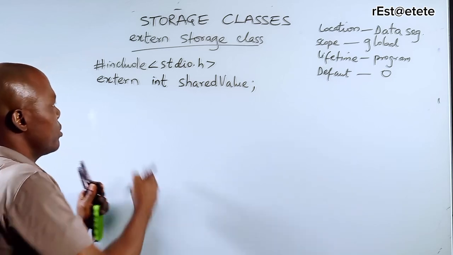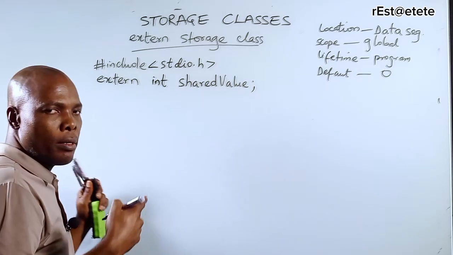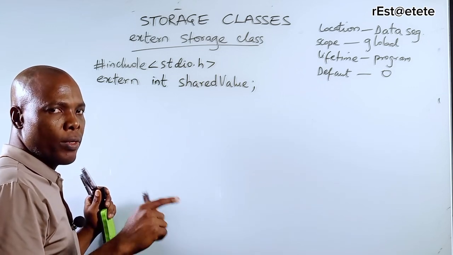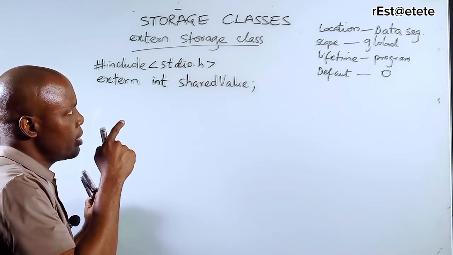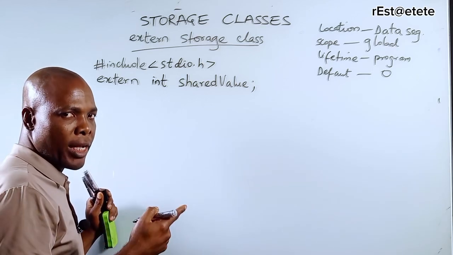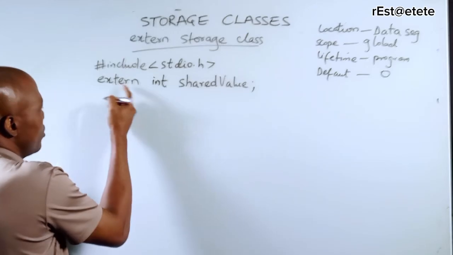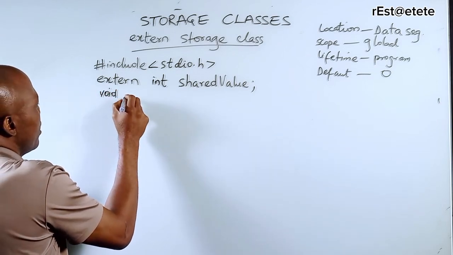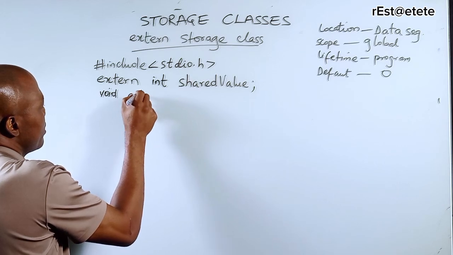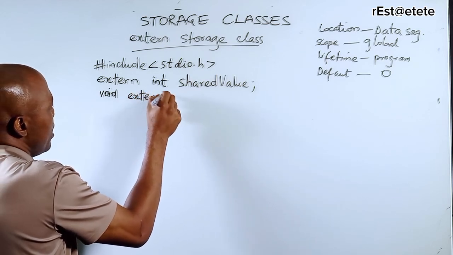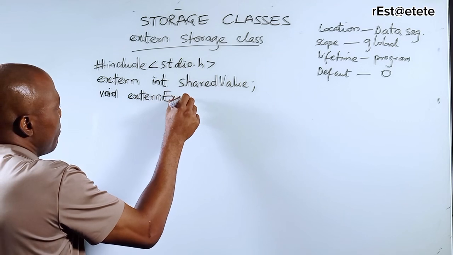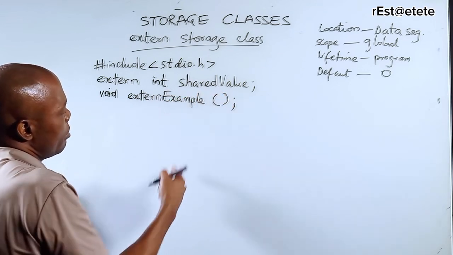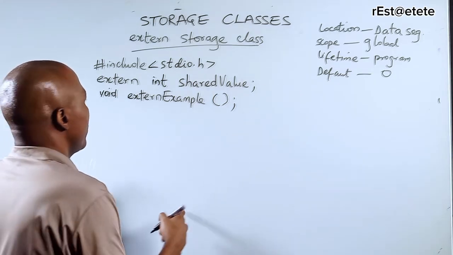Now, I can use the extern keyword for the function, but it's optional. In C, when you declare a function without stating the storage class, it automatically takes extern, so there is no need to use it. So I'll just say void extern example. So this is a declaration, meaning the definition will be in another file.